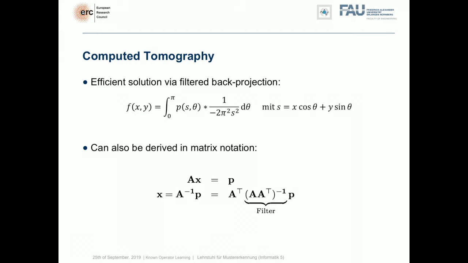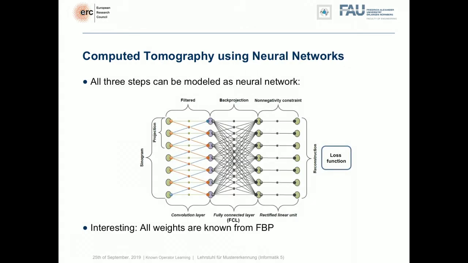Now, we've seen that matrix multiplications and circulant matrices in order to express convolution is also something that you can do very efficiently in neural networks, which means that you can map this entire reconstruction program into a network, and it's not even a very deep network because here it only has three layers. You have a convolution layer, a back projection layer, and some non-negativity constraint. And what's in particular interesting is we don't need to train this at all, because since Radon, we know how to initialize those weights here. So there's no need for learning.